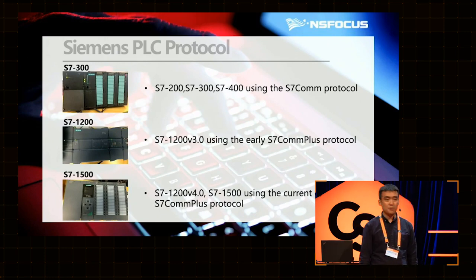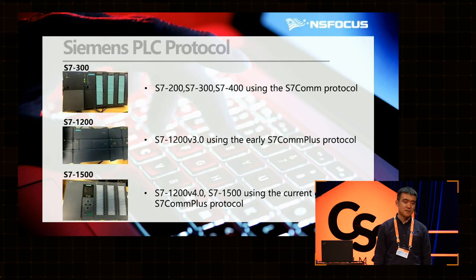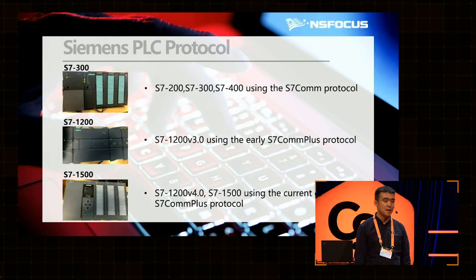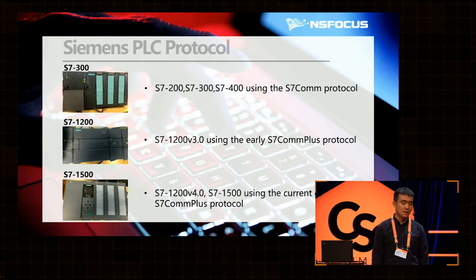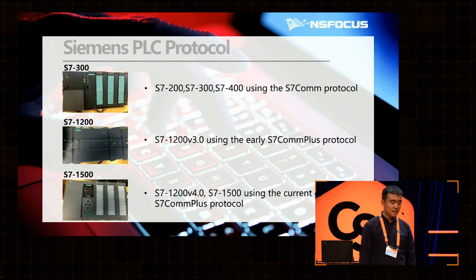Now we are going to talk about the PLC protocols. First, Siemens PLC protocols. According to the different protocols used in Siemens PLCs, we separate Siemens PLCs into three types. S7-200, S7-300, S7-400, they use the S7COMM protocol. And this protocol doesn't have any session IDs, doesn't have any encryption.